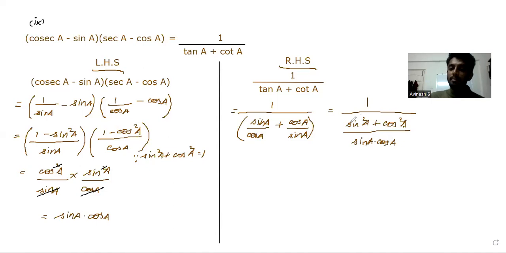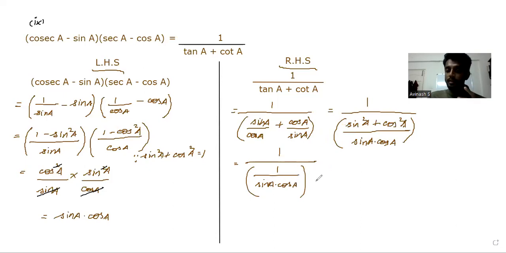In the denominator, I'm taking LCM. The numerator remains 1. So the LCM will be sin A into cos A. It's like cross multiplication. There is already a sin A, so this will become sin square A plus cos square A by sin A cos A. Sin A cos A is the common denominator after taking LCM. We all know that sin square A plus cos square A is 1. So this will become 1 by sin A cos A. So this has become 1 according to identity.